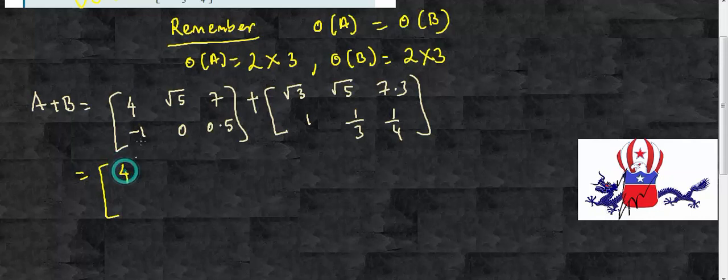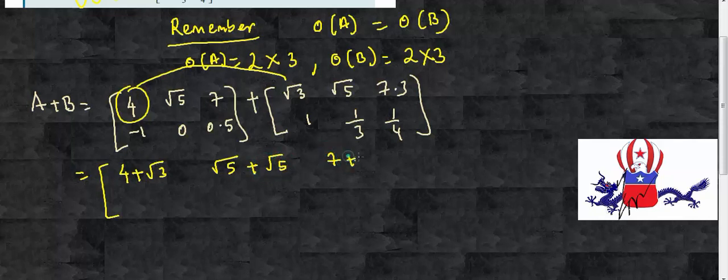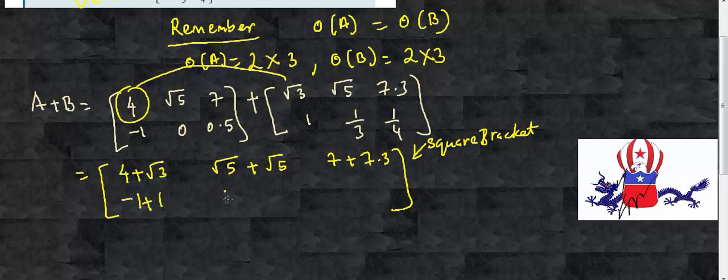So what I'm trying to tell you is, if you want to add the first row first element with the first row first element of matrix B, show it as 4 added with root 3. Now if you want to add the first row second element with the first row second element of the other matrix, you display root 5 added with root 5 followed by 7 added with 7.3. Close the square bracket. The next element, negative 1 added with positive 1, and then 0 added with 1 over 3, and then 0.5 added with 1 over 4.